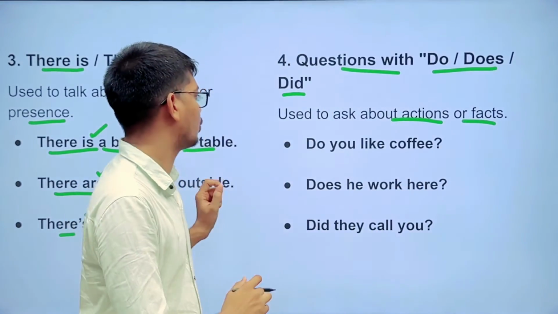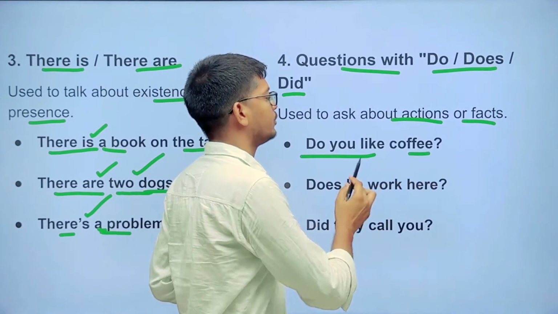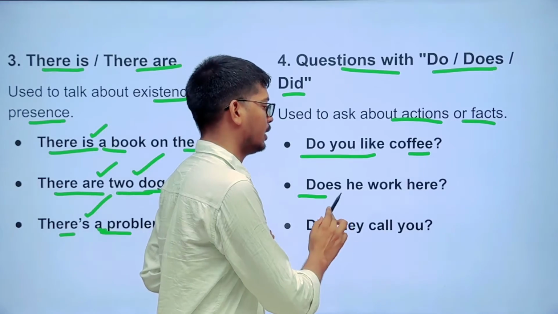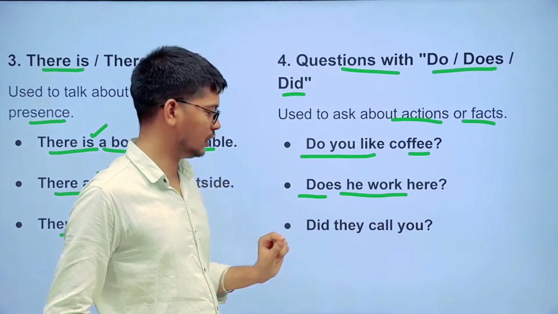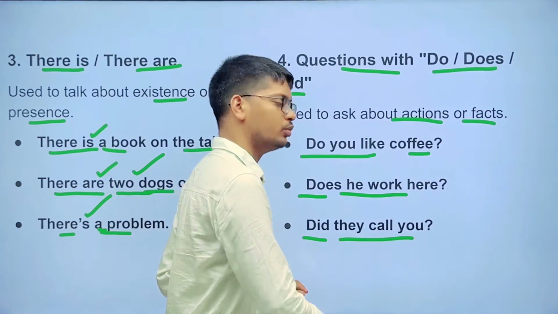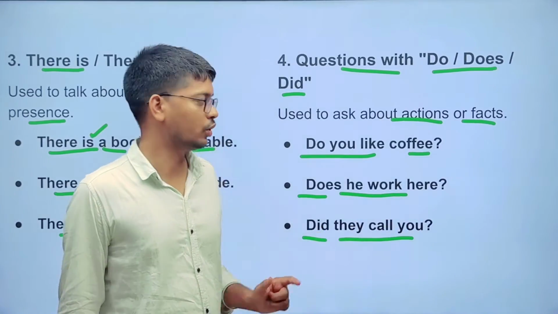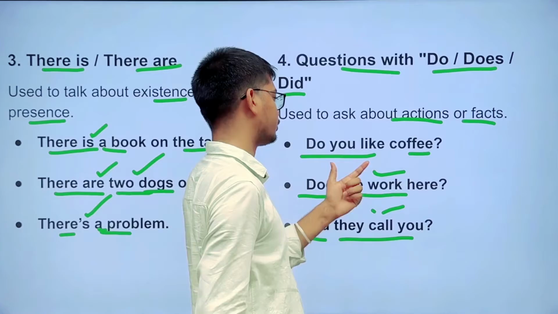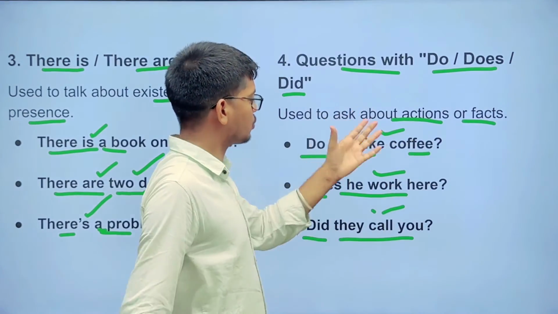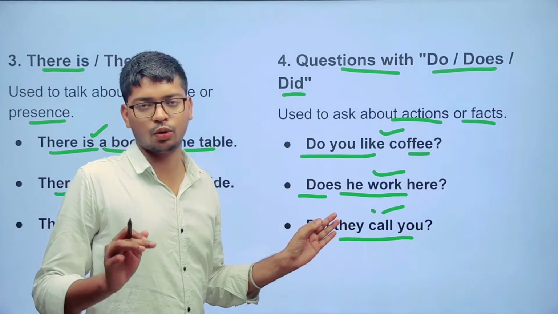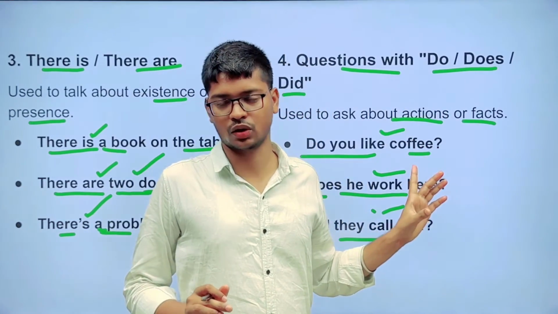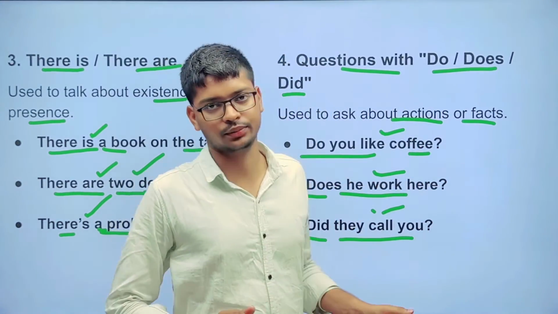So, do you like coffee? Does he work here? Next, did they call you? Did they call you? Here, call you is an action. This type of sentences you can also create using do, does or did. This is our fourth method.